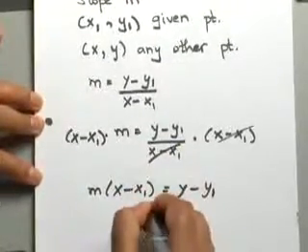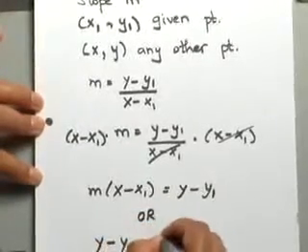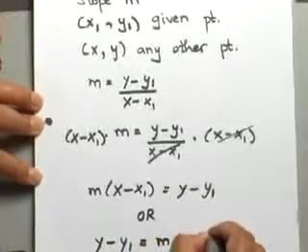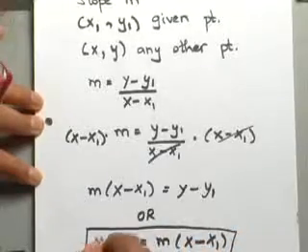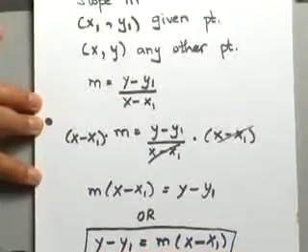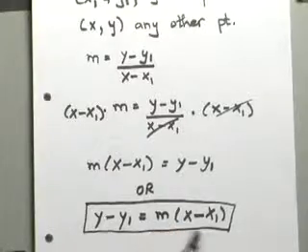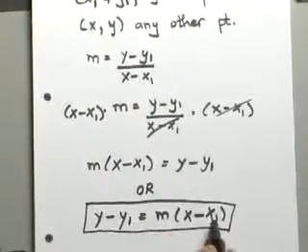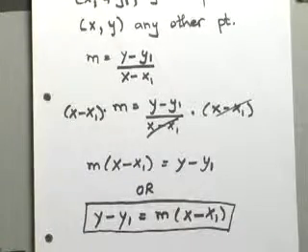Or you can also write it in this form where you have y minus y1 equals m times x minus x1. And this form is what we call your point slope form. And again, the name comes from the fact that you have your slope, and then you have your point x1, y1. So that's your point slope form. So let's look at an example on how we can use the point slope form.